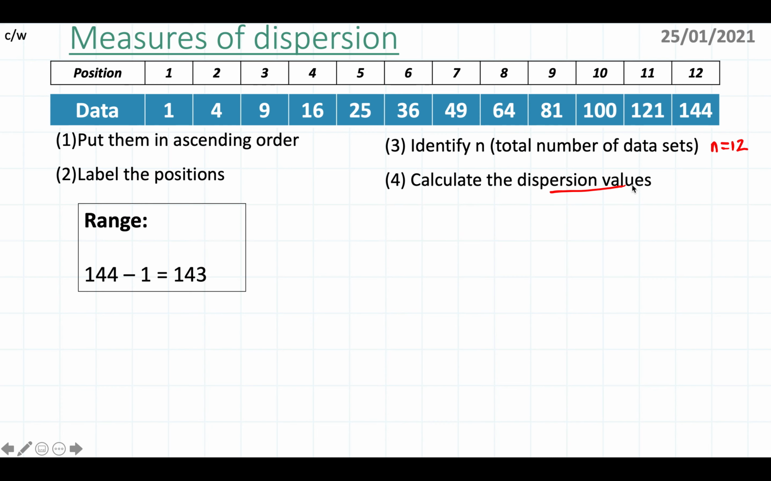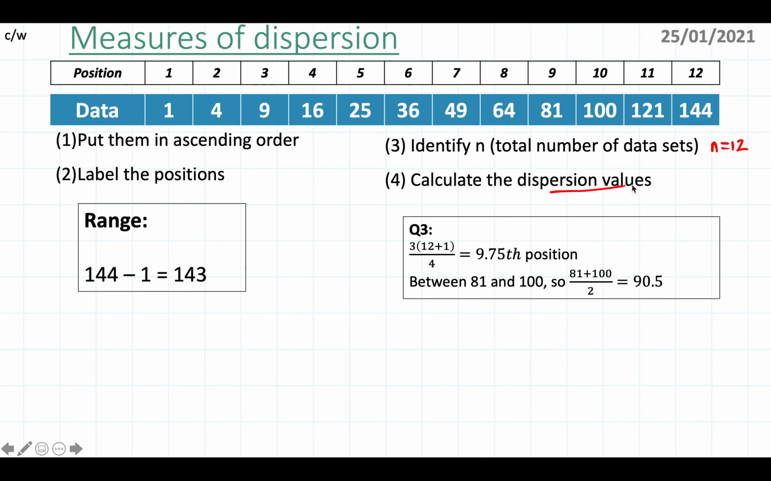Now, I don't get enough information from the range, so maybe the interquartile range is going to help. So for the interquartile range, I'm going to do 12 plus 1 times 3 over 4. I get 9.75. Now, this is the position. Be careful. What this tells you is that your data is between the 9th and the 10th position. So it means it's between 81 and 100. So you're going to take the average of your two numbers.